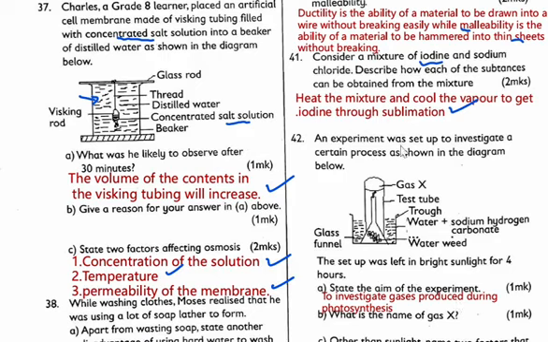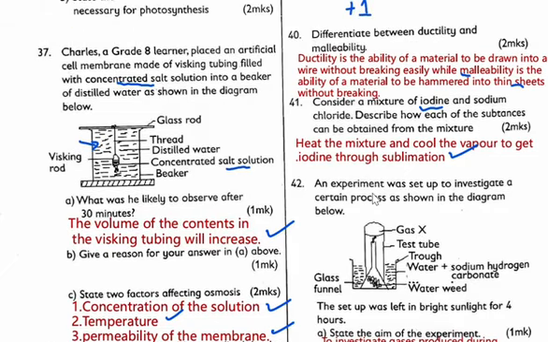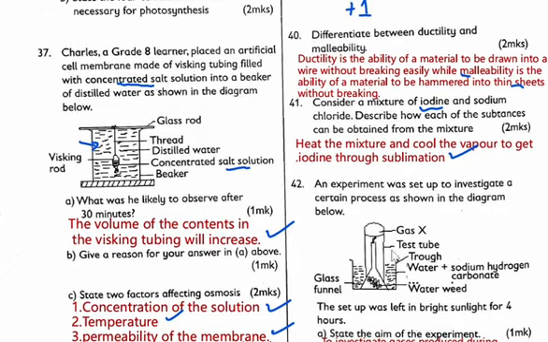Number 42. An experiment was set up to investigate a certain process as shown in the diagram below. Here we have an experiment. You can see gas X, test tube. Here we have a water weed, very important. This is grade 9 work. Glass funnel, water plus sodium hydrogen carbonate. The setup was left in bright sunlight for 4 hours.